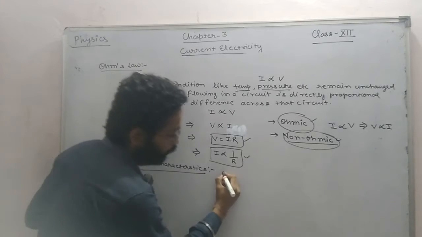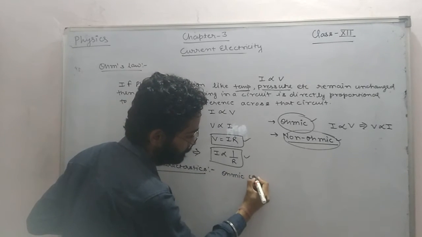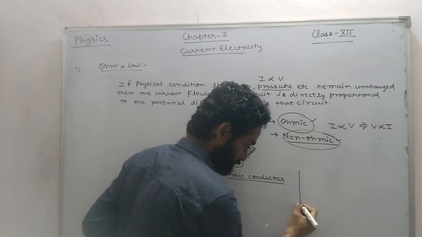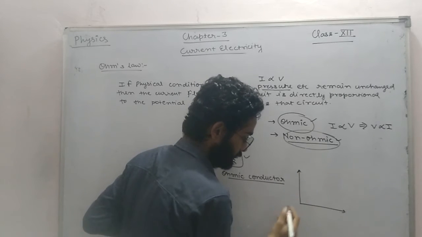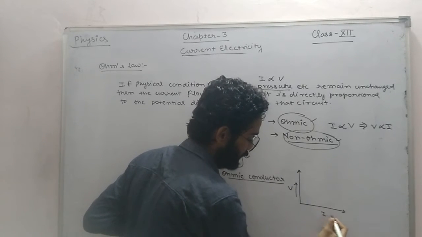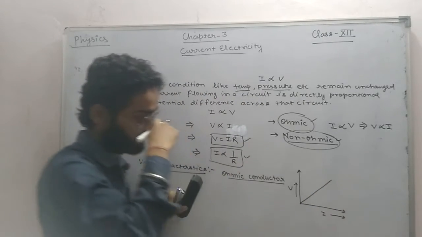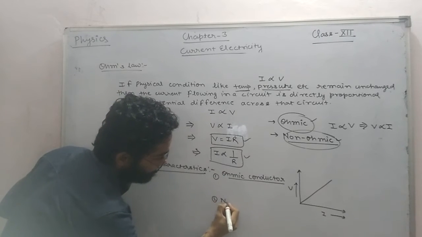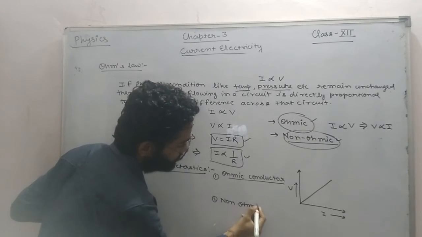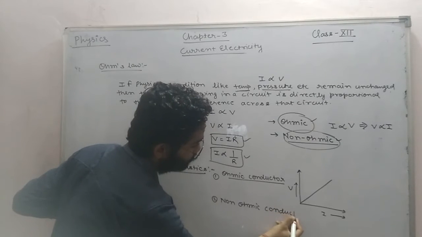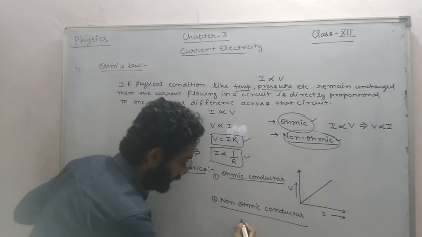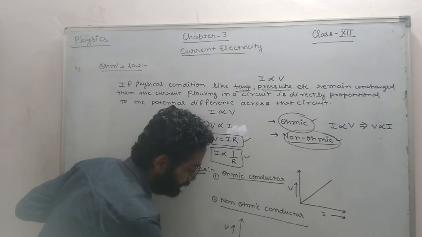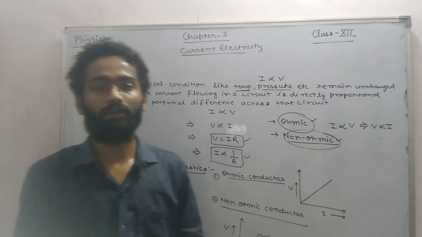For the VI characteristic of an ohmic conductor, because they obey Ohm's law, the relation of V and I would be a straight line. And for a non-ohmic conductor, it can be curved or it can be irregular. That can move to any of the states.